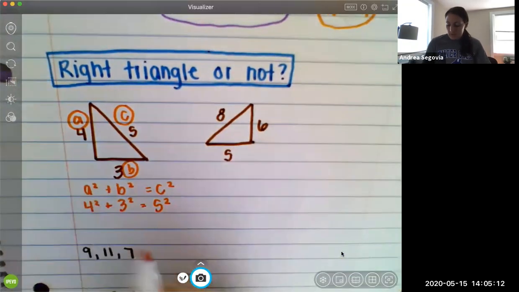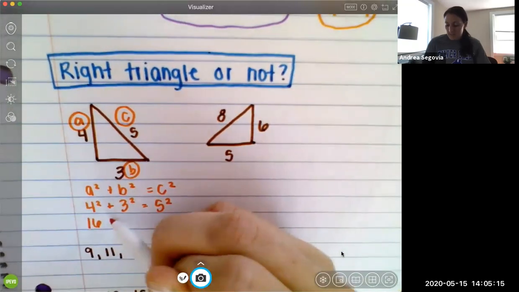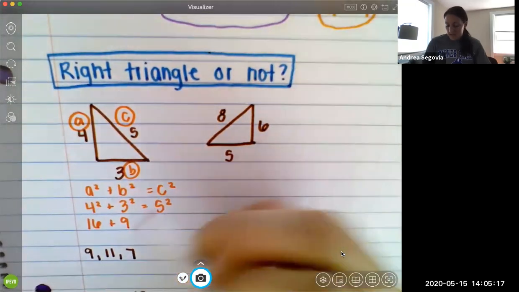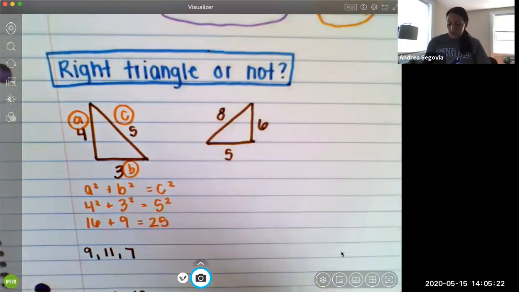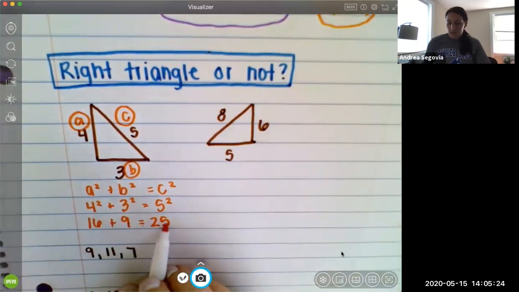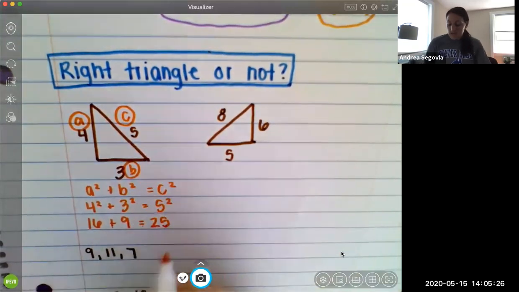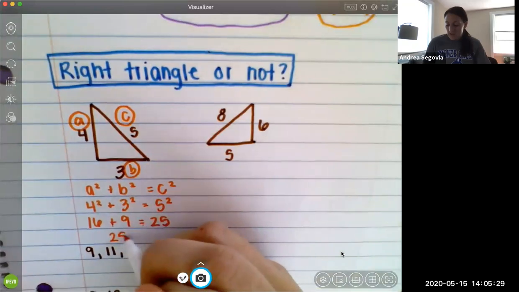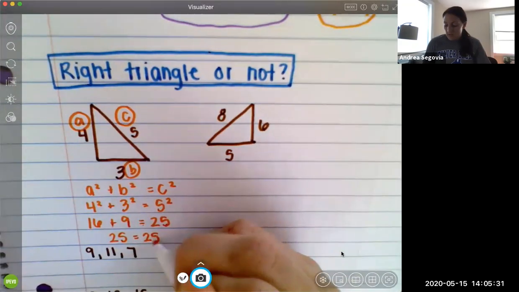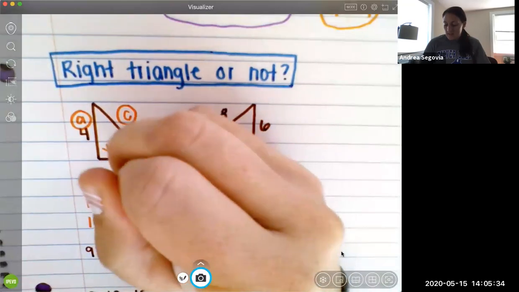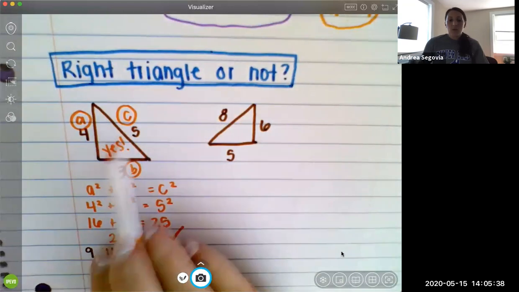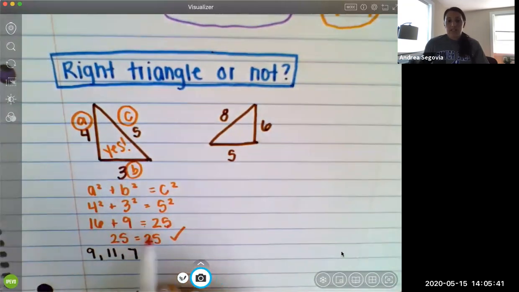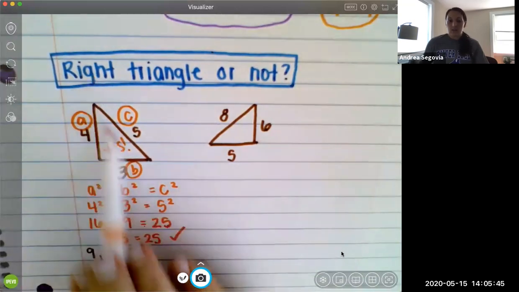Let's see, 4 squared is 16 plus 3 squared is 9 equals 5 squared is 25. Is this true? Does 16 plus 9 equal 25? Well, what's 16 plus 9? 16 plus 9 is 25. 25 equals 25. Yes, this is a right triangle. So I was able to take the three sides, plug them into my equation, and see, does this make a true equation? If it does, then yes, this is a right triangle.